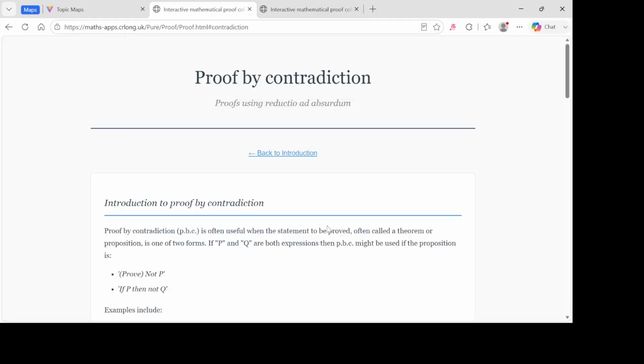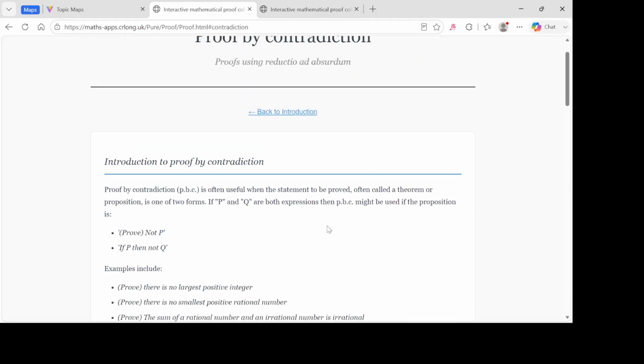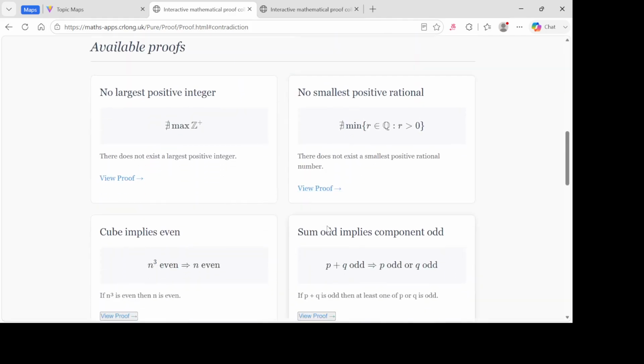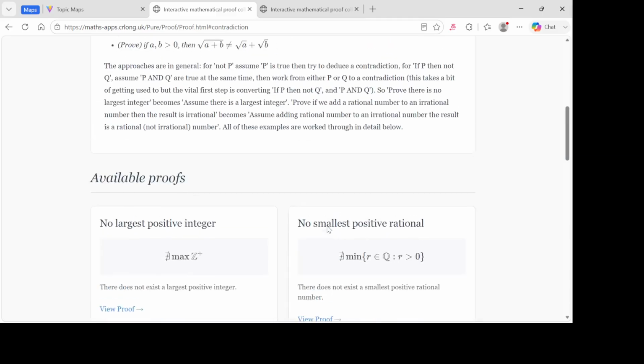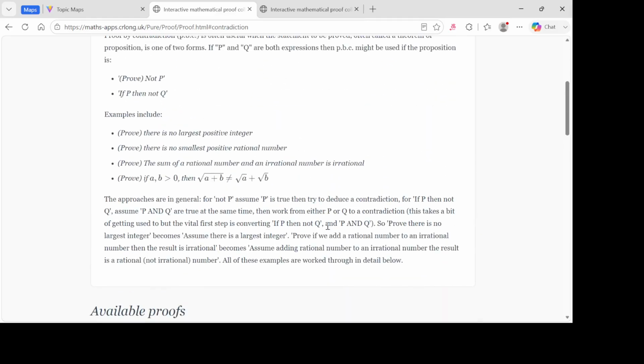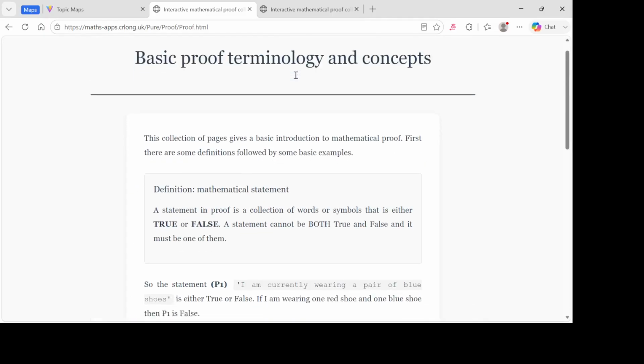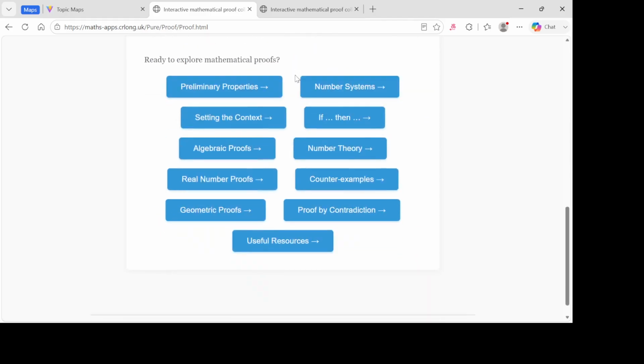Then the final topic I've got currently is proof by contradiction, which is a very powerful proof technique used when other proof techniques can't tackle the particular problem. And there's a very systematic and structured way to tackle proof by contradiction that hopefully I make clear here. As I come across other examples, I'll add them to this particular app.